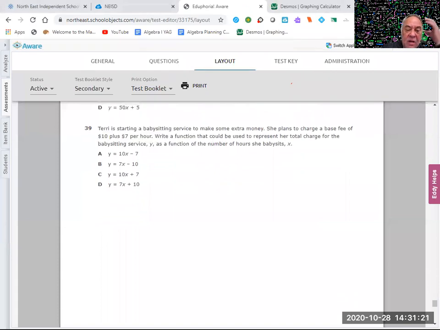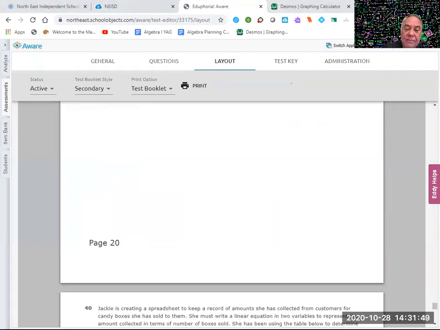Okay, number 39. Terry is starting a babysitting service. She plans to charge a base fee, starting point, b, $10, and a slope of $10 per hour. Write a function on how she charges. Doesn't get easier than that. You've got the slope and the starting point, or the y-intercept, which is the starting point.